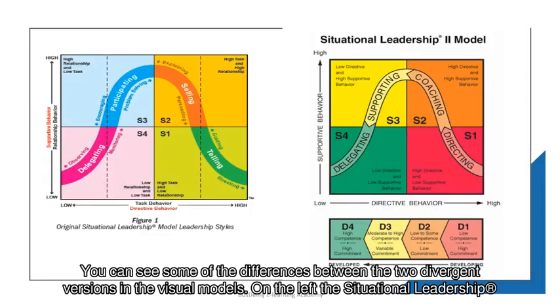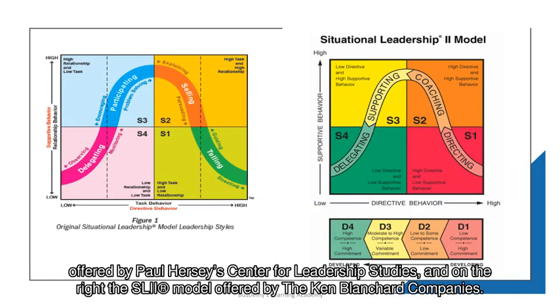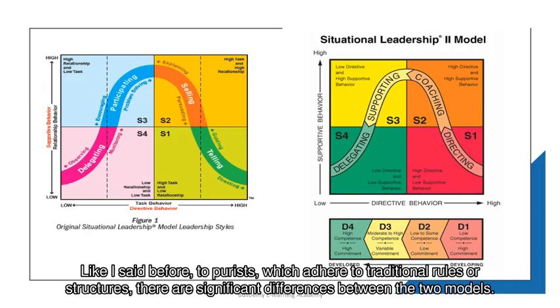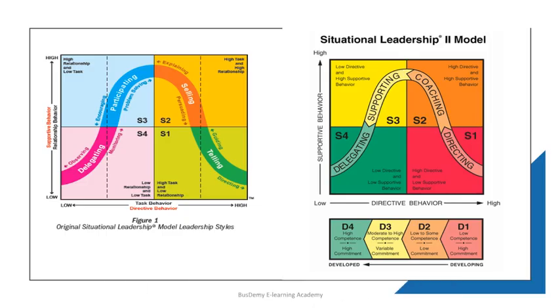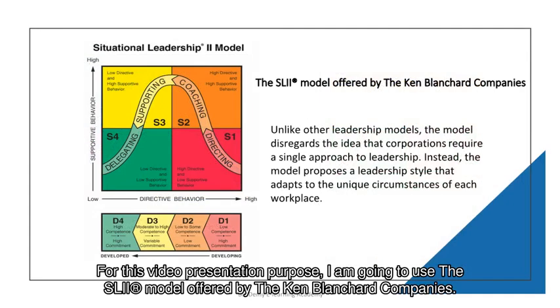You can see some of the differences between the two divergent versions in the visual models. On the left, the situational leadership offered by Paul Hersey's Center for Leadership Studies, and on the right the SLII model offered by the Ken Blanchard companies. Like I said before, to purists, who adhere to traditional rules or structures, there are significant differences between the two models. For most HR professionals and managers, not so much. For this video presentation, I am going to use the SLII model offered by the Ken Blanchard companies.